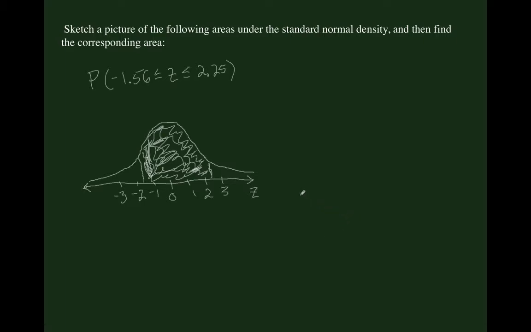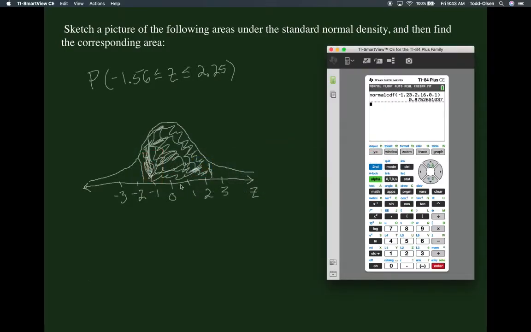So the second part of the problem is to find this corresponding area. And to find these areas, we're going to use the TI calculator, and I'll demonstrate how to do that now. If you look at the calculator's keyboard, notice the vars key. The second function for this key is distribution, DISTR. So I press second and then vars. And these are all distributions that are built into the calculator.